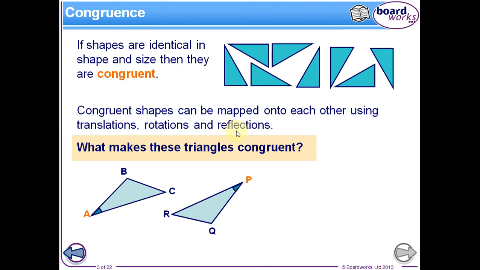So what makes these triangles congruent to each other? If you look, you see that this side here, side AB, has the same dimension as side PQ. Similarly, side BC here has the same dimension as side QR. And finally, side AC here has the same dimension as side PR.